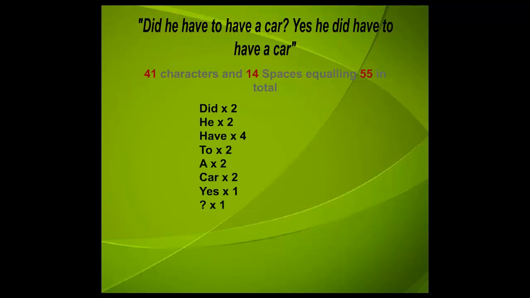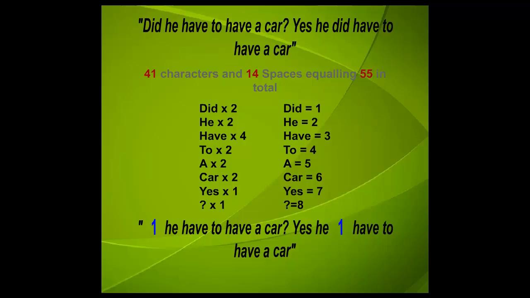To compress this, we can use the dictionary algorithm. So each word can represent a number. Did is equal to 1, he is equal to 2, and so on. We assume that after each word there is a space. Then we can compress this into the following. We substitute all the words in the sentence with the corresponding number. As an example, all the did words will be substituted with the number 1, and all the he words with 2, and so on.